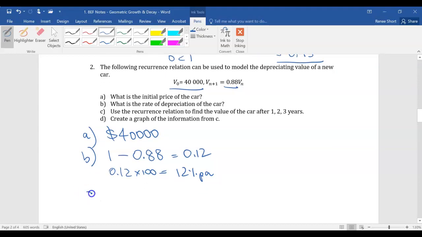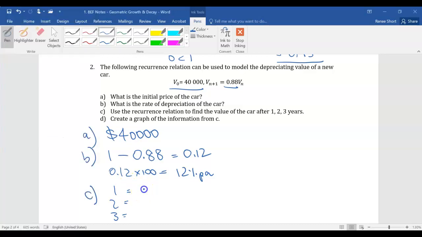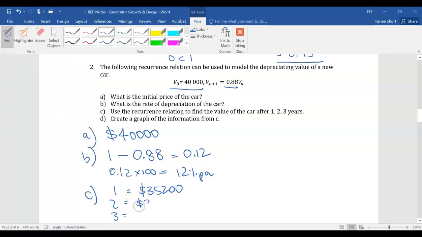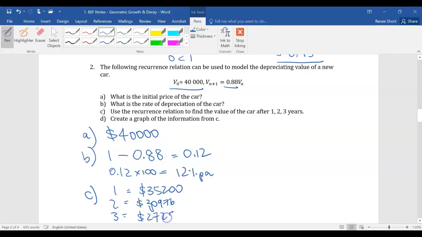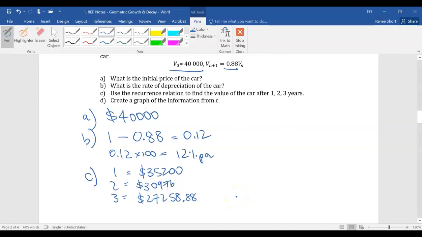Now it says use the recurrence relation to find the value of the car after 1, 2, and 3 years. So let's write down 1, 2, 3. And if I go back to my main menu of my calculator here, I can put in 40,000 as the initial amount and times 0.88, enter. At the end of the first year, it's worth $35,200. At the end of the second year, it's worth $30,976. And at the end of that third year, it's worth $27,258.88. Okay, so we can see that each year it is decreasing in value, but it's not decreasing by the same amount. It's slowly changing how much it is decreasing by, because we're decreasing by a percentage and not a flat rate.